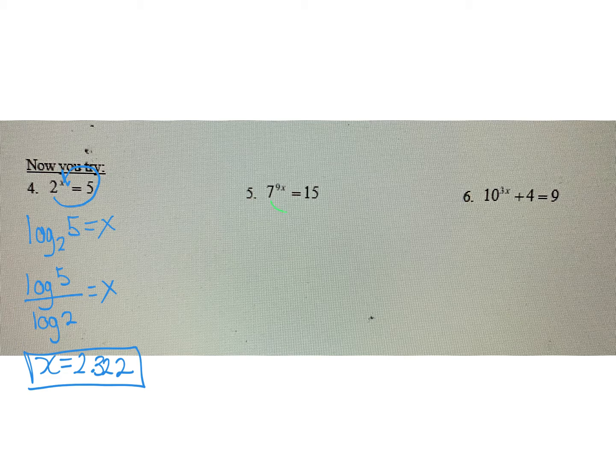The next one, same idea. So we get log base 7 of 15 equals the 9x. This one we have to convert, and then we have to divide by 9. So we have log of 15 divided by log of 7, and then this has to be divided by 9, and that's going to equal my x. Again, I'm going to round to 3 decimal places. You should get that x is about 0.154.